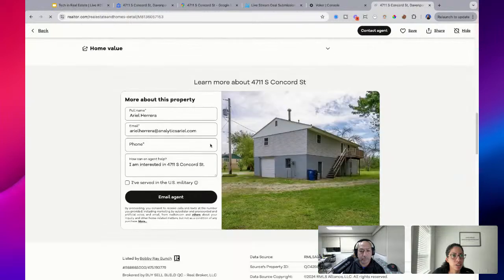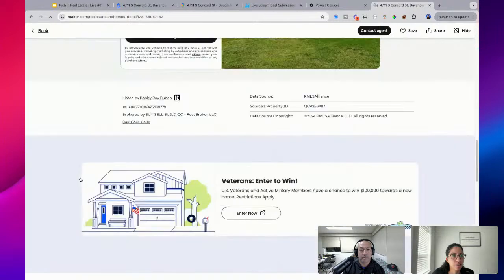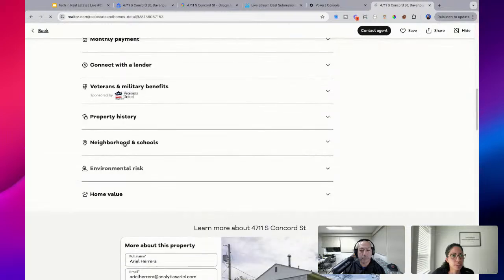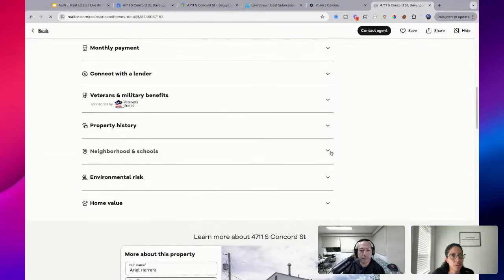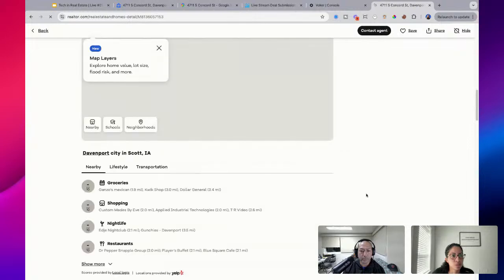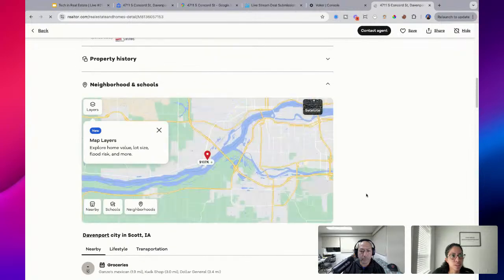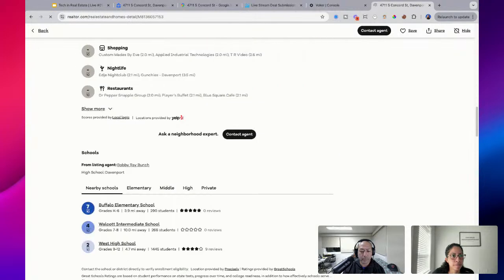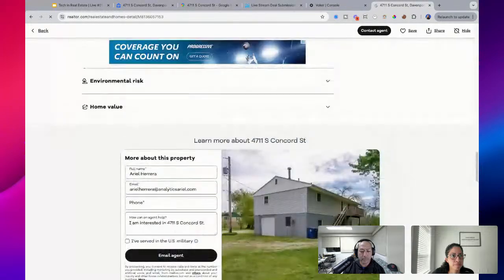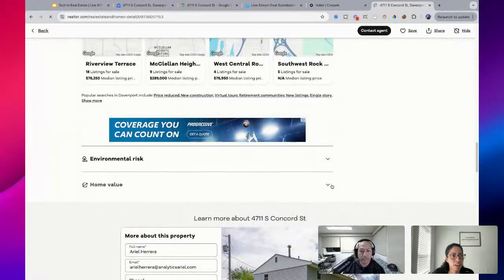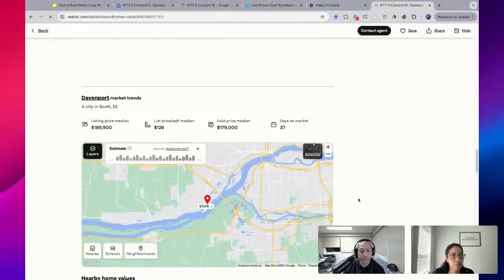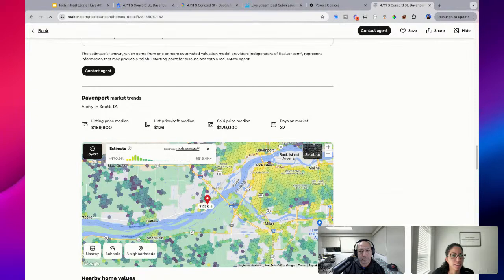they should have it, or maybe it's only for certain properties. Let's see. Maybe it's under neighborhood and schools. Okay, or maybe it's under home value. Yep. Okay, not too many properties show up because it's a little more rural on this side of the highway, it seems.